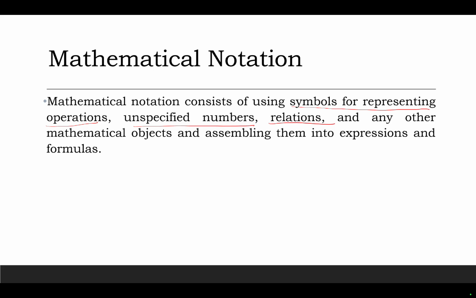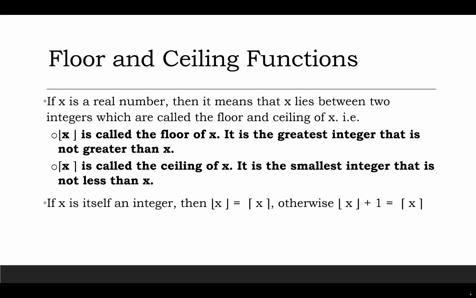So there are different types of mathematical notations. We will see them one by one. The first one is the floor and ceiling function. If x is a real number, then it means that x lies between two integers, which are called the floor and ceiling of x.